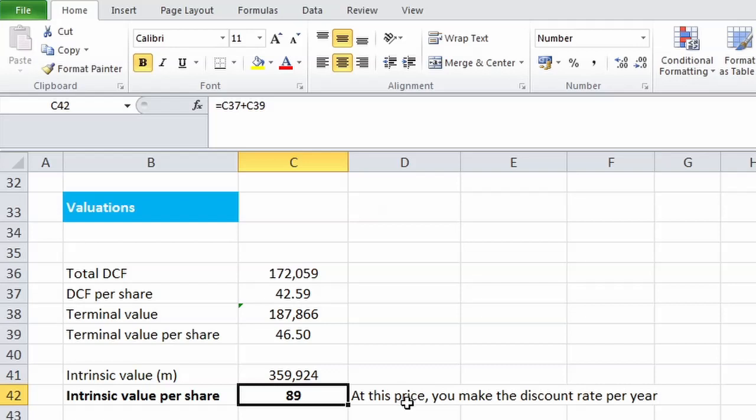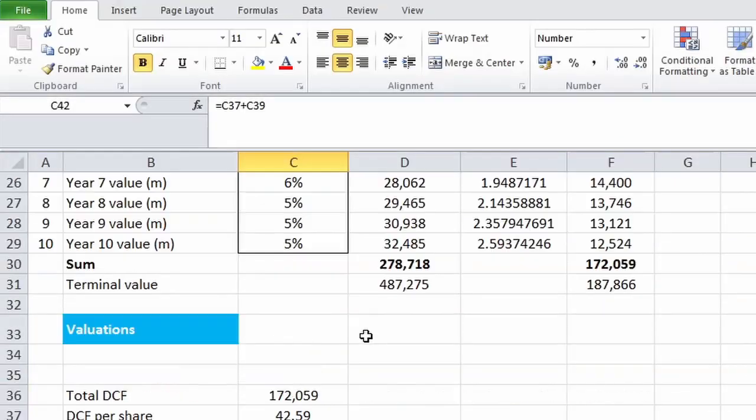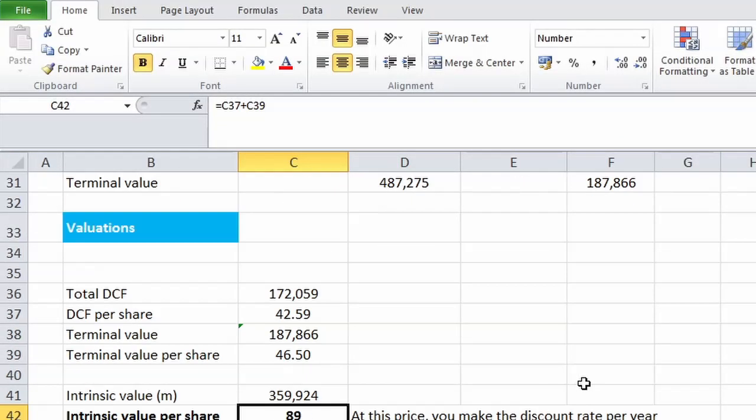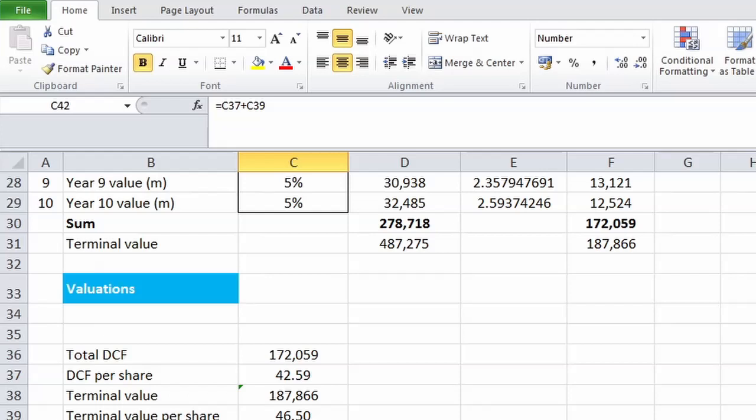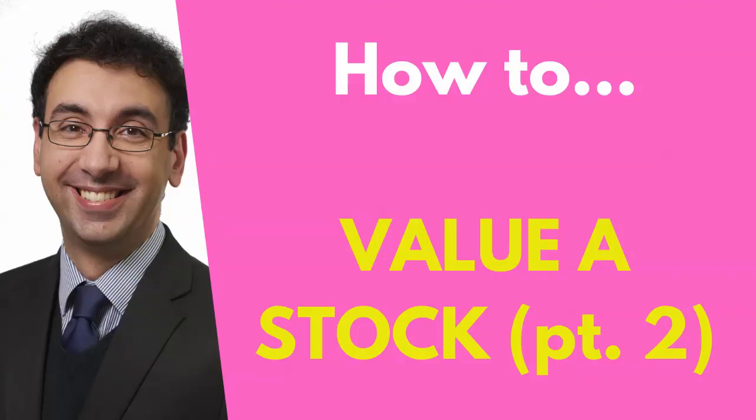So if Intel was priced at $89 per share in the market, I would expect to make a 10% per year return. However, it's 57 at the moment. I've dropped that in at the top. So with 57, that means I have a 36% discount from fair value. Okay, there we have it.